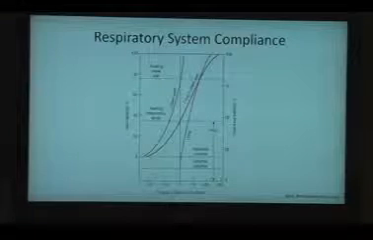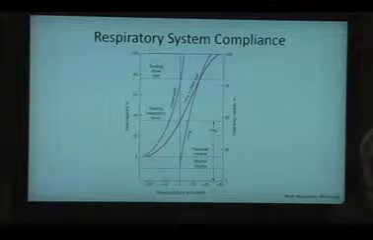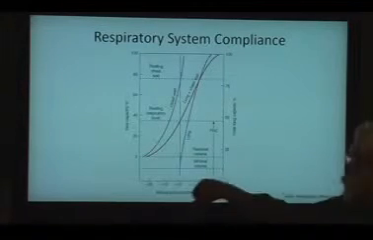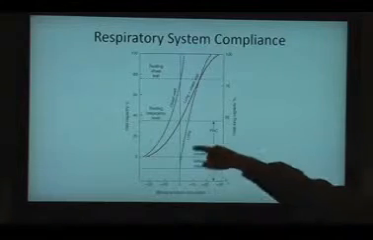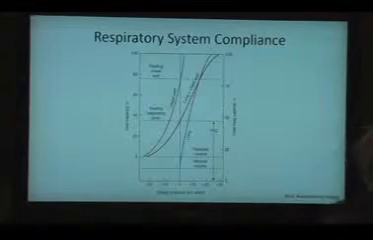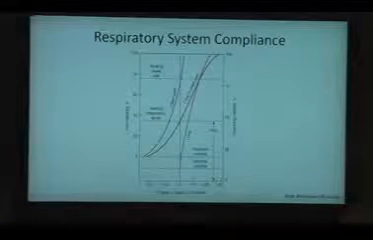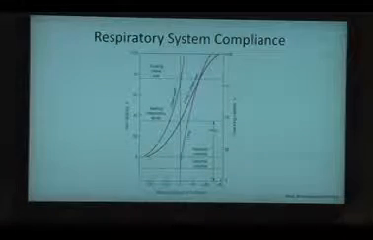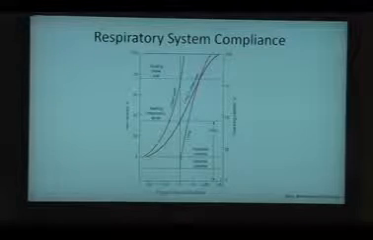As you can see, at any volume, the pressure inside of the lung will be positive. In other words, at any distending volume, the tendency of the lungs is to collapse inward, to produce a positive pressure. So the effect of the lungs is always to collapse inward.